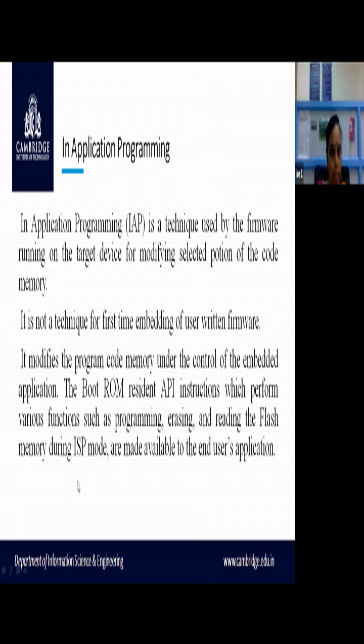So you're going to have a common entry point, and you will be able to alter only some specific registers. So the user should set the status bit before calling the common entry point for IAP operation. Using that common entry point only, you will be allowed to make alterations or modifications in the program code memory. And this method will not be used for the first-time embedding of user firmware to the hardware device.